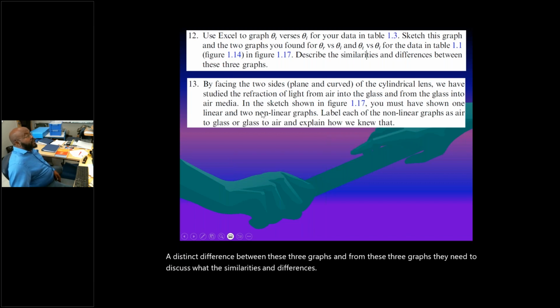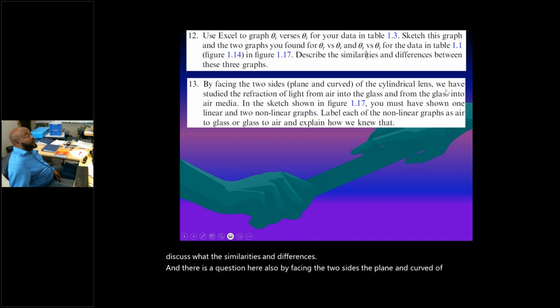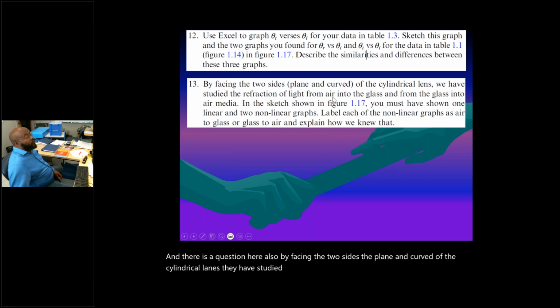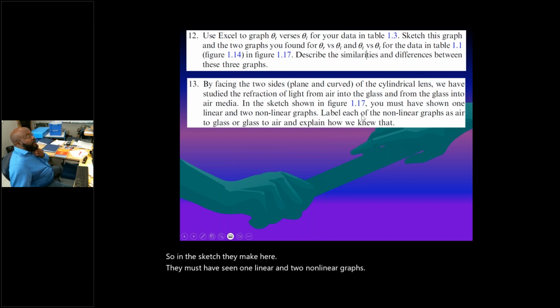And there is a question here also. By flipping the two sides, the plane and curved, of the cylindrical lens, they have studied the refraction of light from air into glass and from glass into air. So in the sketch they make here, they must have seen one linear and two nonlinear graphs, and they label each of the nonlinear graphs as air to glass or glass to air, and they need to explain how they knew that just by looking at the graph.